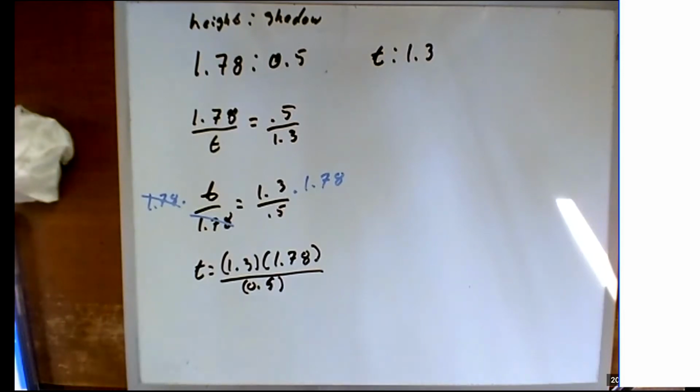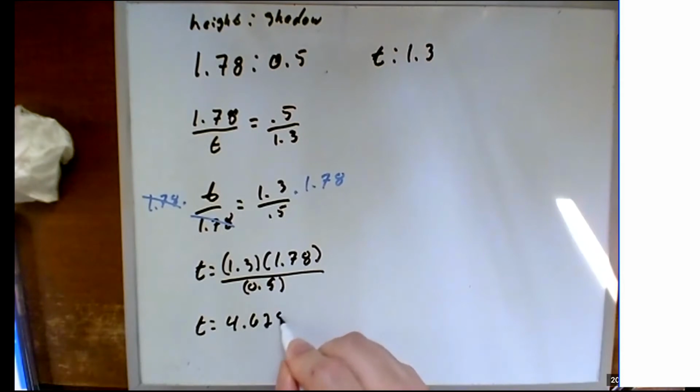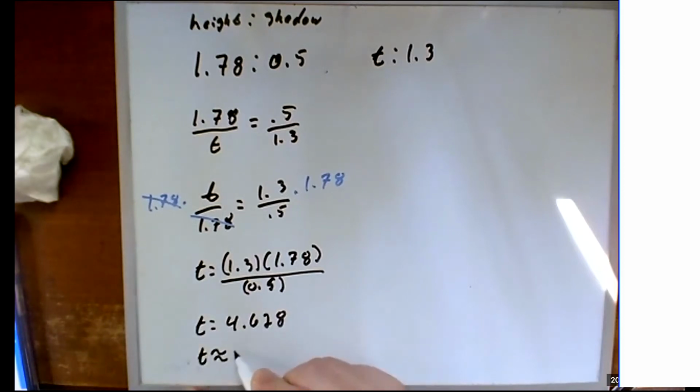And it gives us an answer of T is equal to 4.628. Most of the time we're being asked for answers to 1 decimal place, so we can say that T is equal to approximately 4.6.